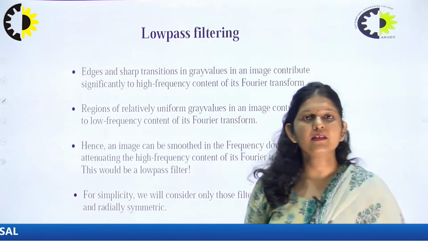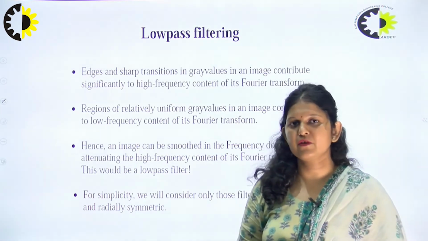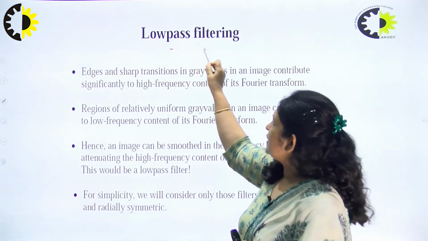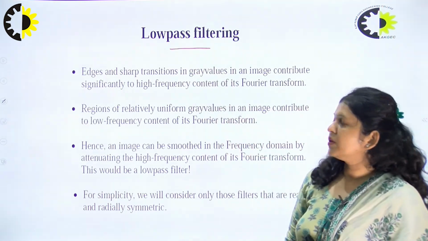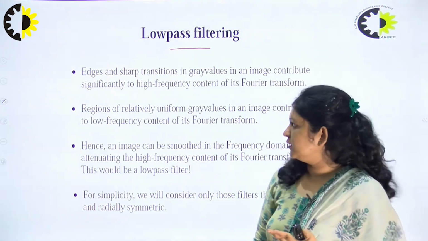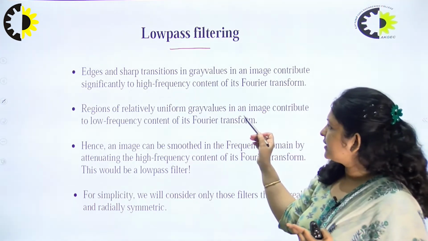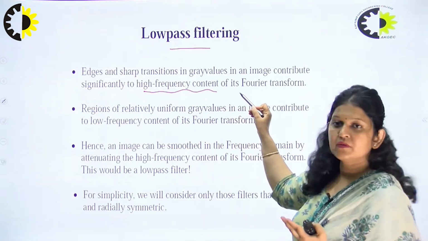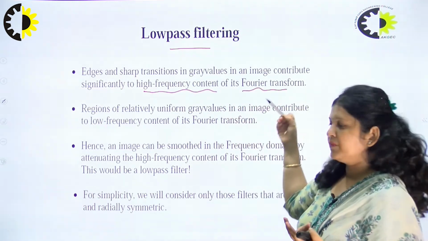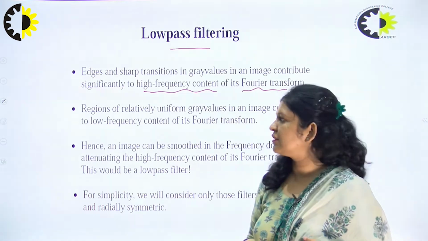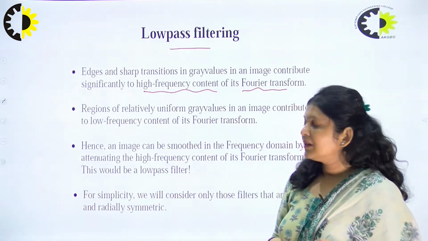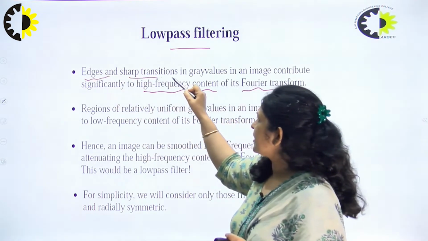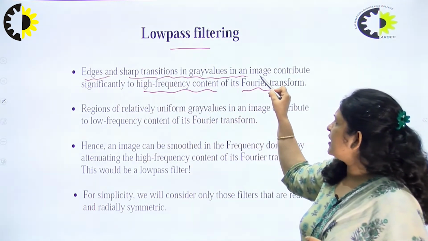Now let's see the two important filters in the frequency domain. The major category is the low pass filter first. You should remember two things. One is that the high frequency content of the frequency domain image, or we can say the result of the Fourier transform, represents the edges or the sharp transitions in the gray value in an image.